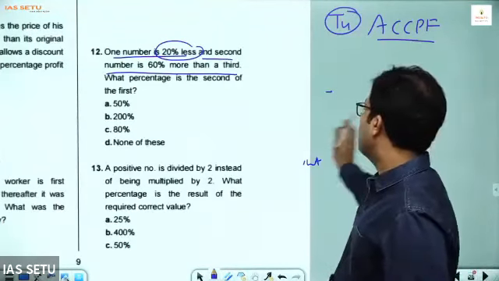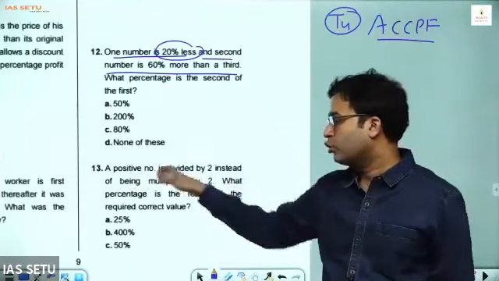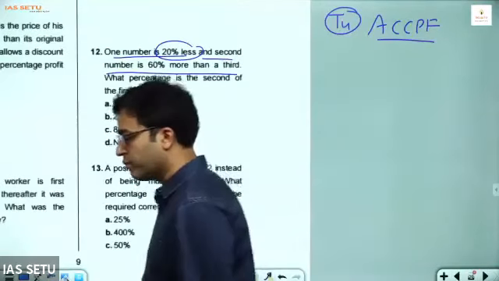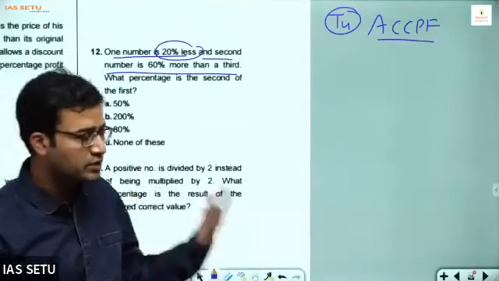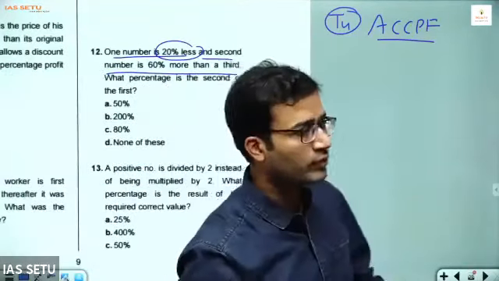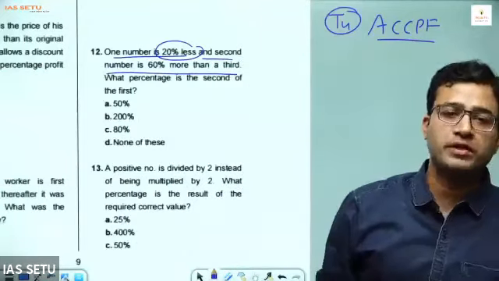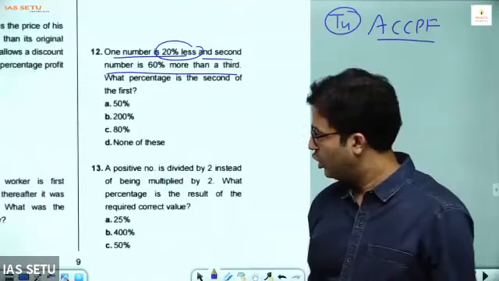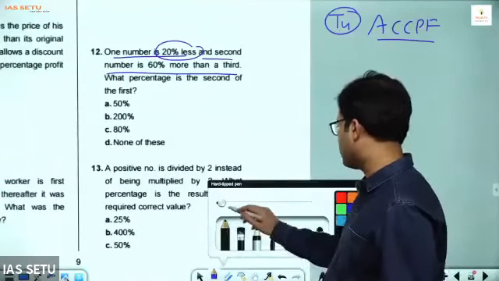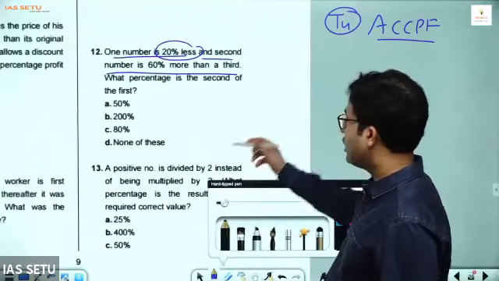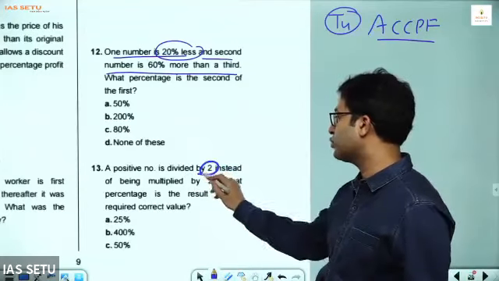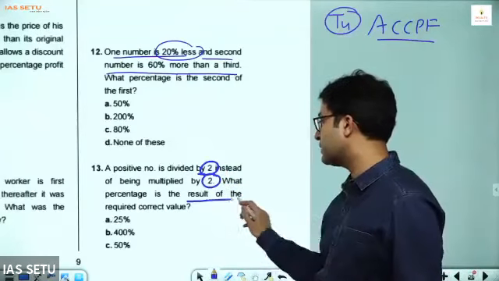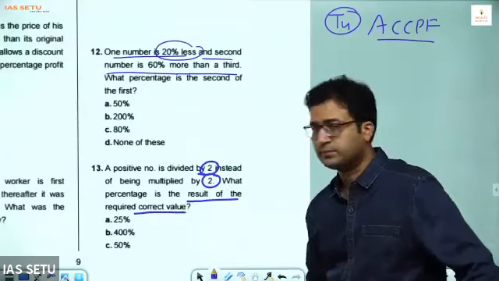Now here, let me take questions number 13 and 14. A positive number is divided by 2 instead of being multiplied by 2. A positive number is divided by 4 instead of being multiplied by 4. A positive number is divided by 5 instead of being multiplied by 5. Okay, so here we take question number 13. A positive number is divided by 2 instead of being multiplied by 2. What percent is the result of the required correct value?